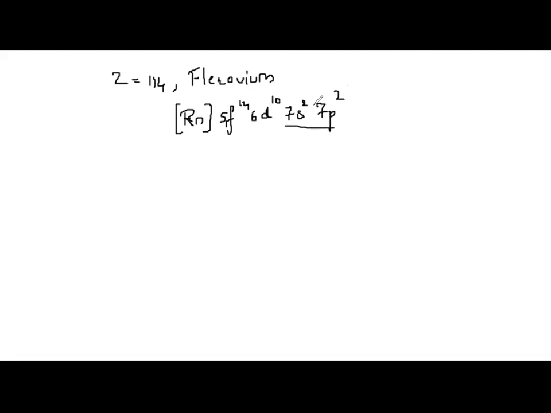This is the outermost shell and it is having what? It is having ns2, np2. Can you see this? It is having ns2, np2. So the last electron is entering into the p orbital. Therefore, the element belongs to the p block.